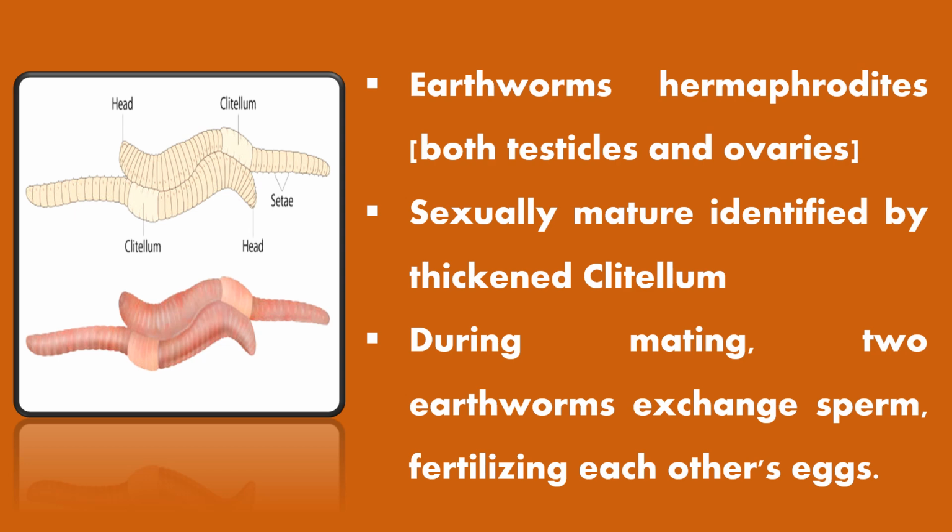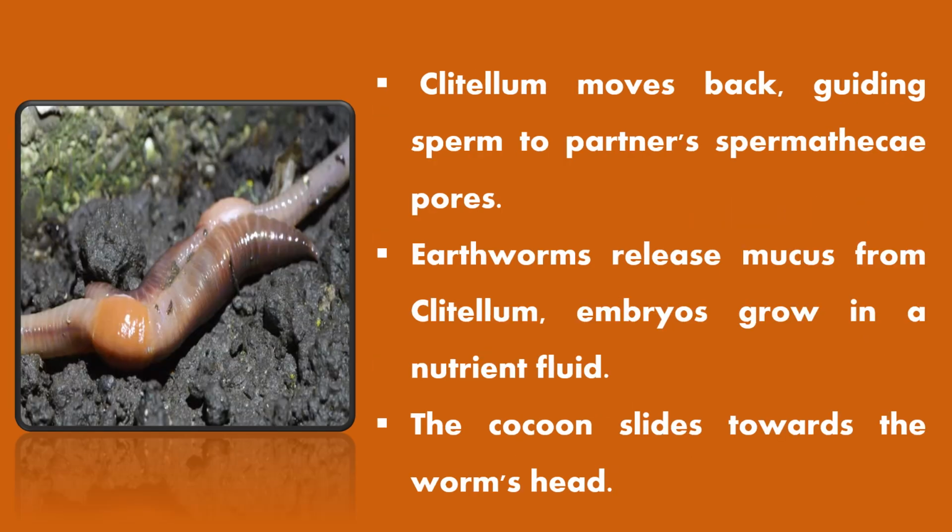The clitellum glides backward in the majority of earthworm species, and the spermatozoa pass via the seminal groove to enter the partner's spermathecal pore.